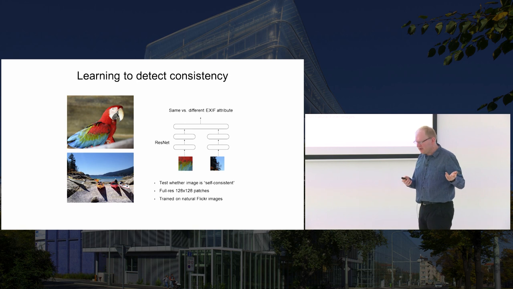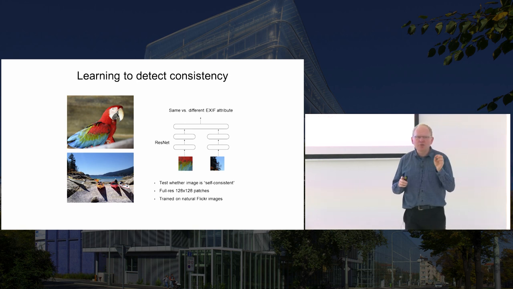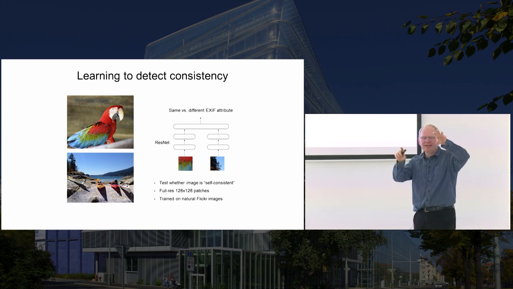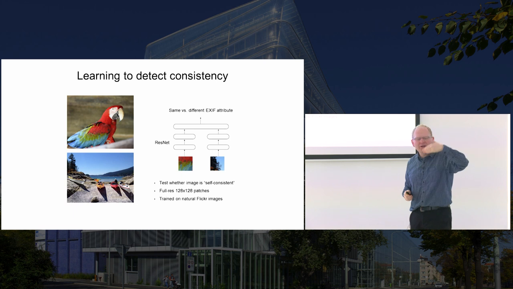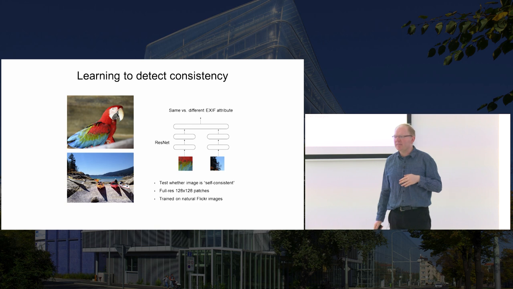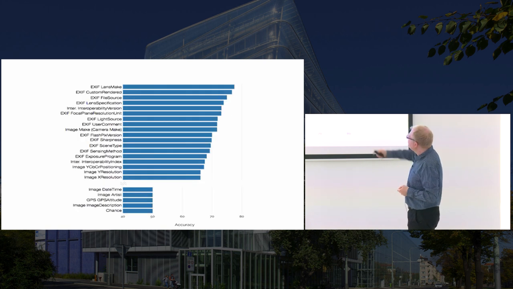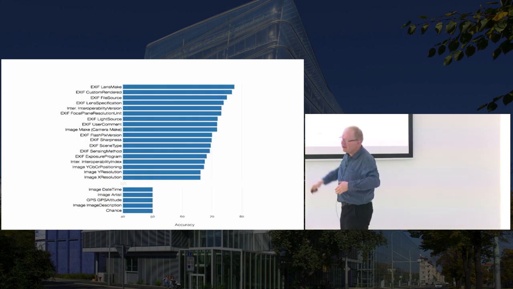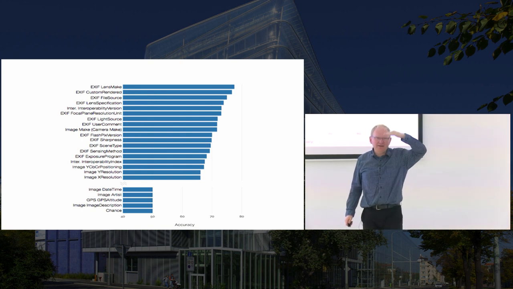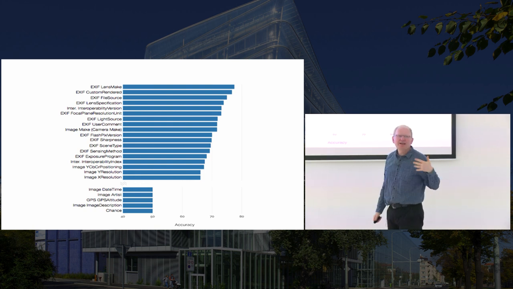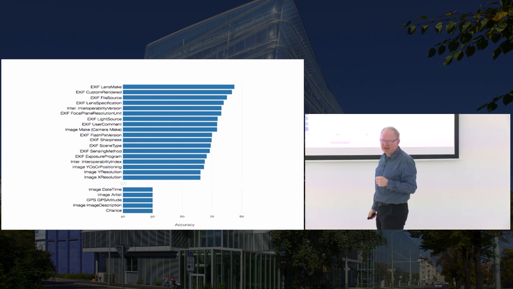Now we have a way to establish whether a pair of patches are consistent along one of the dimensions. The dimension being: do they come from the same camera? Do they have the same resolution? Do they have the same JPEG? Et cetera. Here are the different tags and how well we can predict if they come from the same image or not.